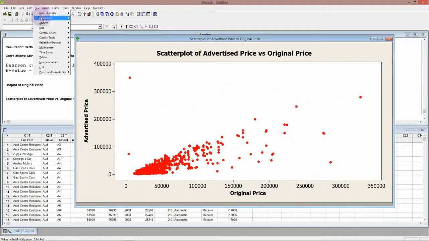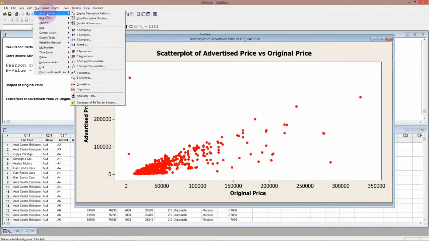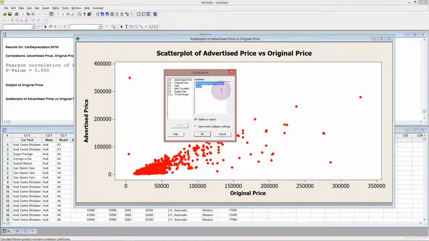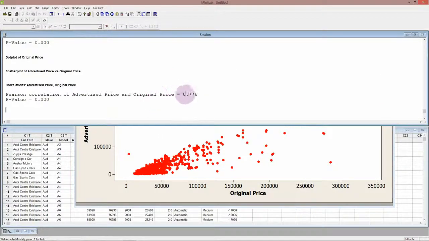So now if we go up into Stat and Basic Statistics, down to Correlation here. Just click on the variables you want to find the correlation for. In this case, that would be advertised price and original price. We haven't got up to doing p-values yet, but you can look at those. This tells us whether or not the relationship is statistically significant, as opposed to just appearing out of random chance. And we can see here that the correlation is 0.776, which is quite high.